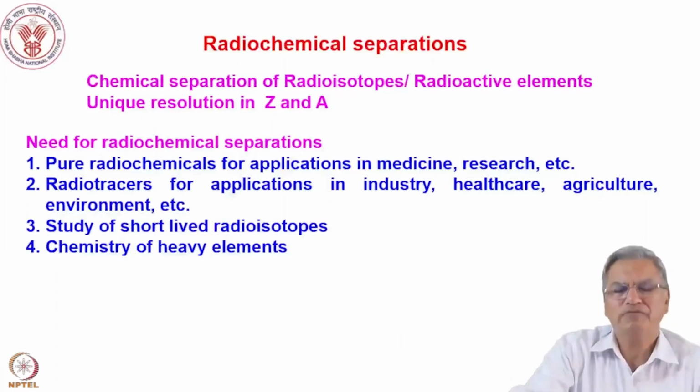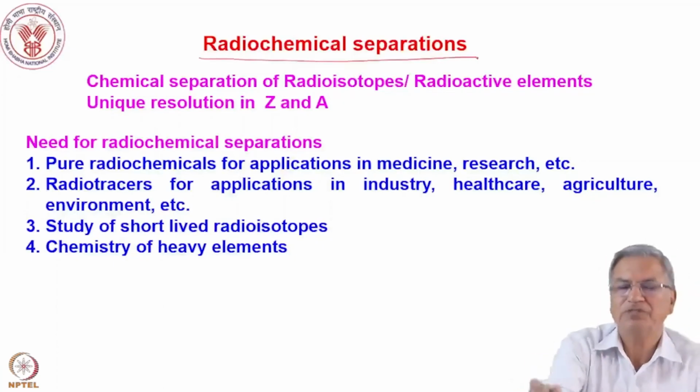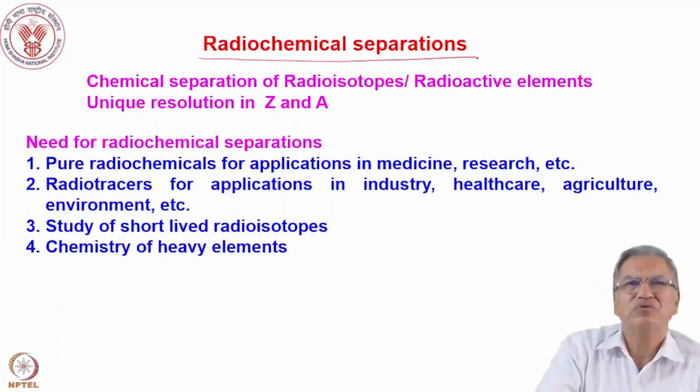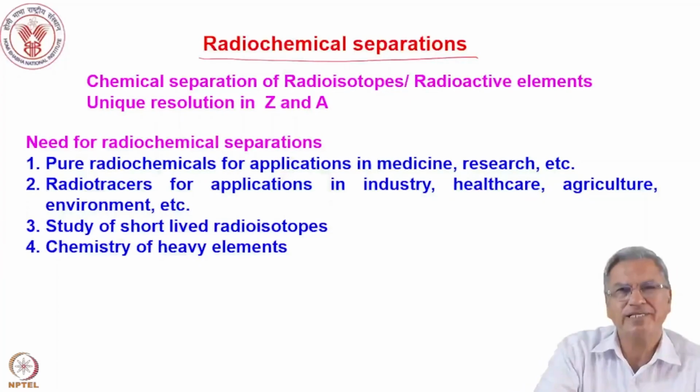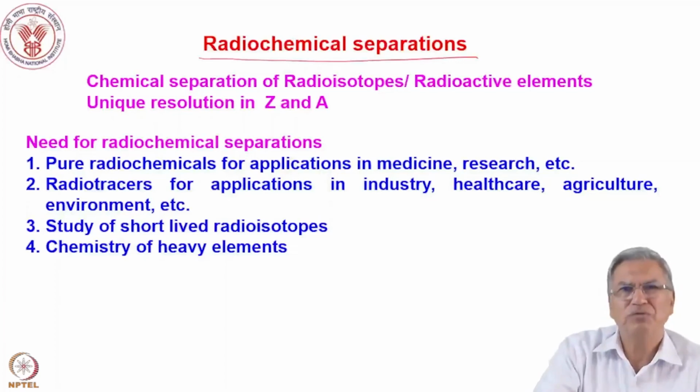Separation of radioactive isotopes we call radiochemical separations. Now, we can have different radioisotopes, or even in the case of actinides, all the isotopes are radioactive, so we can also call them radioactive elements. So we may be separating actinides, or we may be separating other elements, but using their radiotracers.